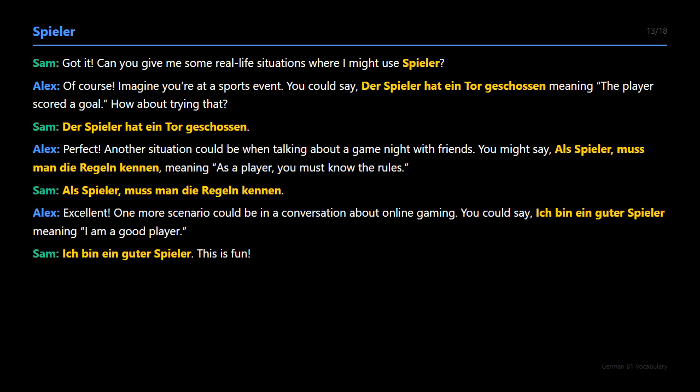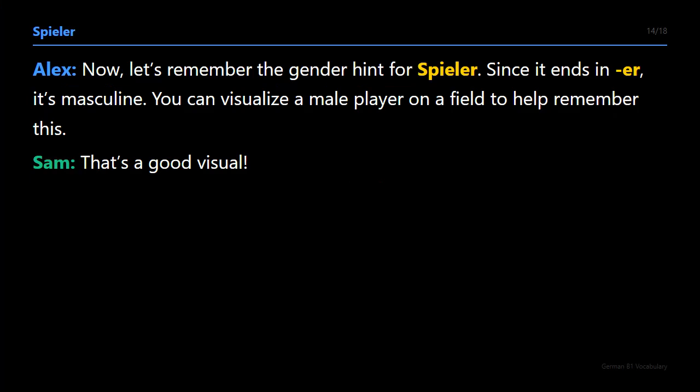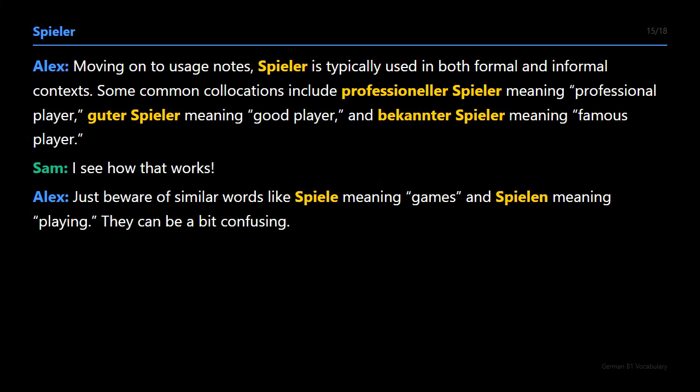This is fun. Now, let's remember the gender hint for Spieler. Since it ends in the male suffix, it's masculine. You can visualize a male player on a field to help remember this. That's a good visual. Moving on to usage notes. Spieler is typically used in both formal and informal contexts.